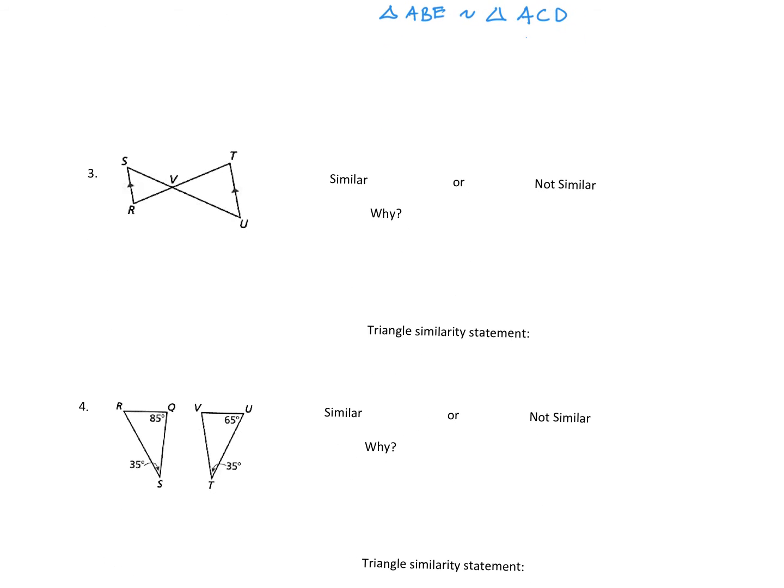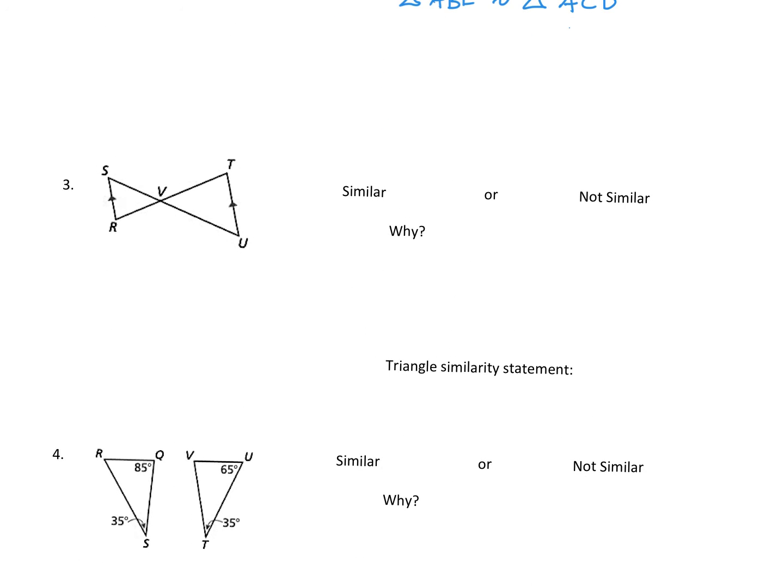Let's go down here. Similar or not similar? Well, we have in our center, we can prove those are similar using vertical angles. And here on the outside, that marker indicates parallel lines. With parallel lines, our alternate interior angles are congruent. So these angles are congruent. And also this is congruent to that. So we can actually use any angle we want.